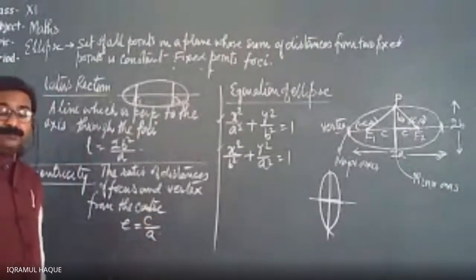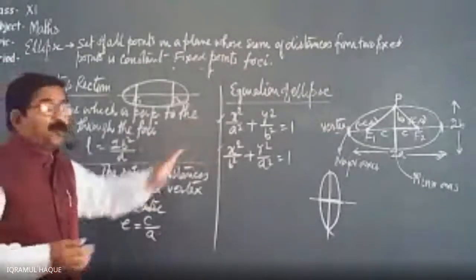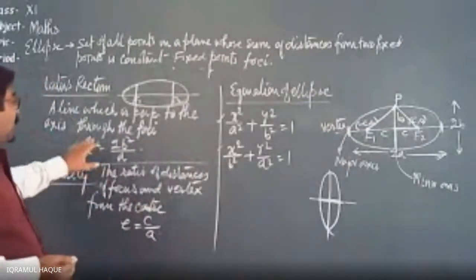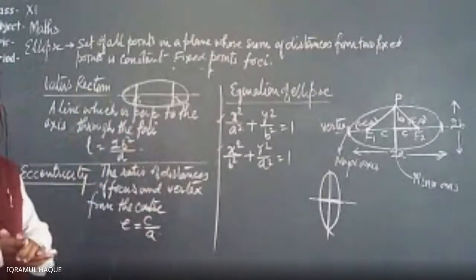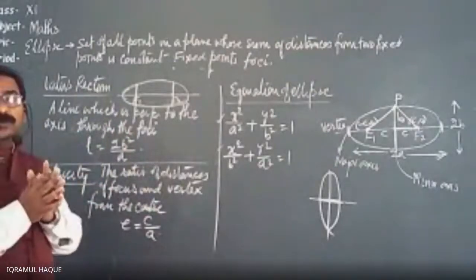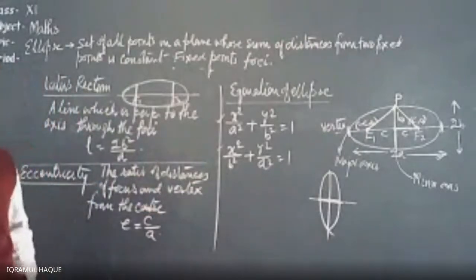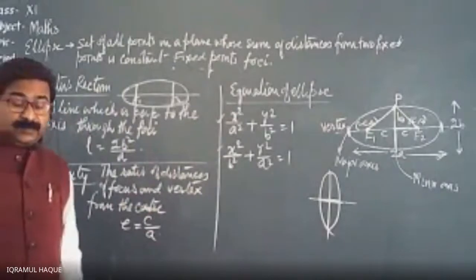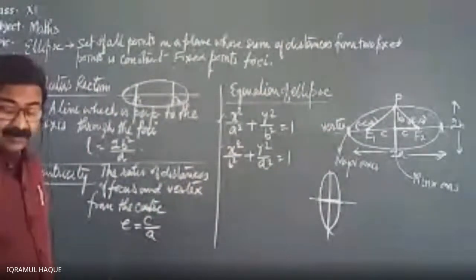So how many terms do we have in the formula? We have the standard formula, the relation between a, b and c, latus rectum, eccentricity. So all these terms should be memorized in your mind. Clear? Let's start. Very simple exercise.